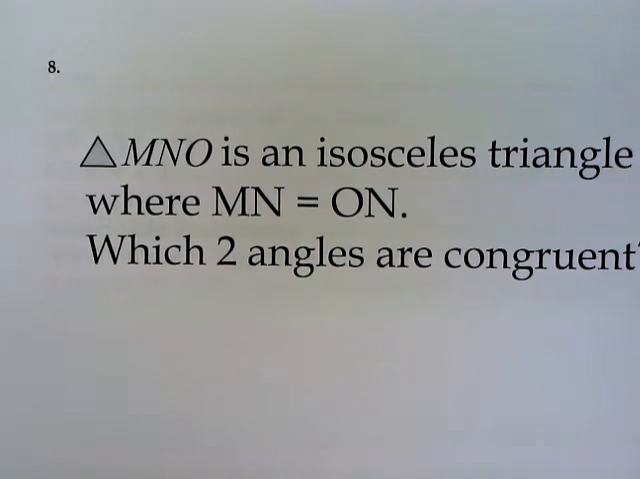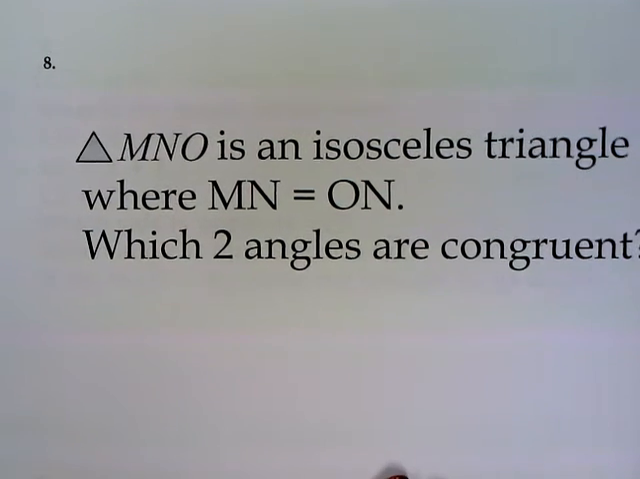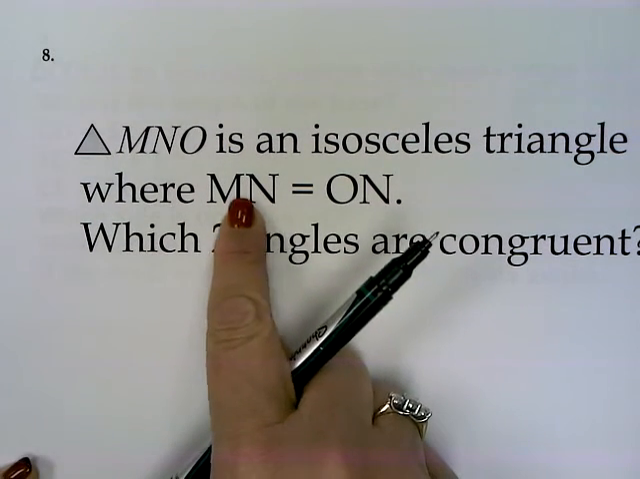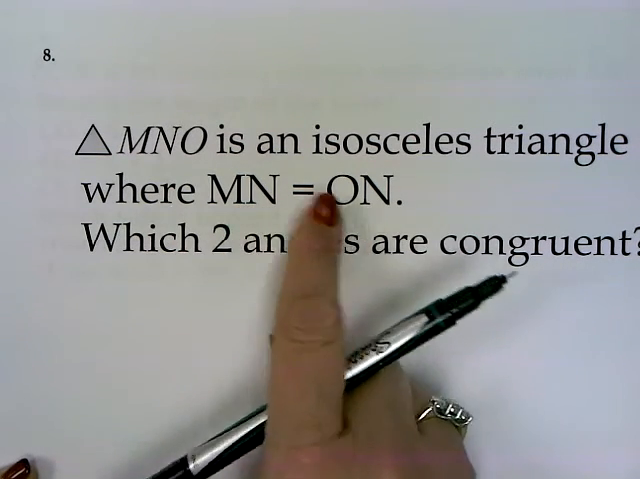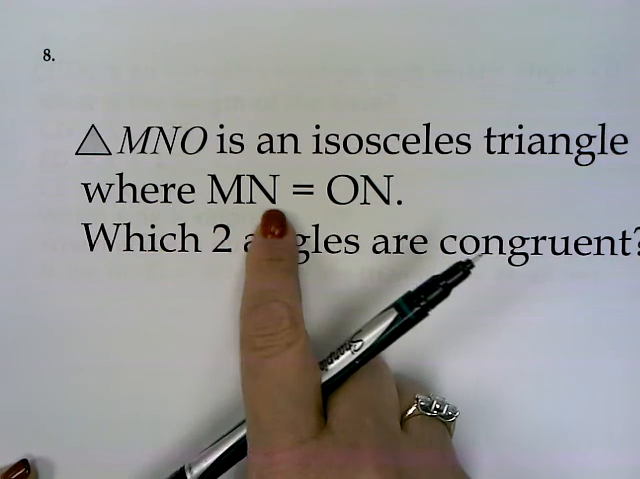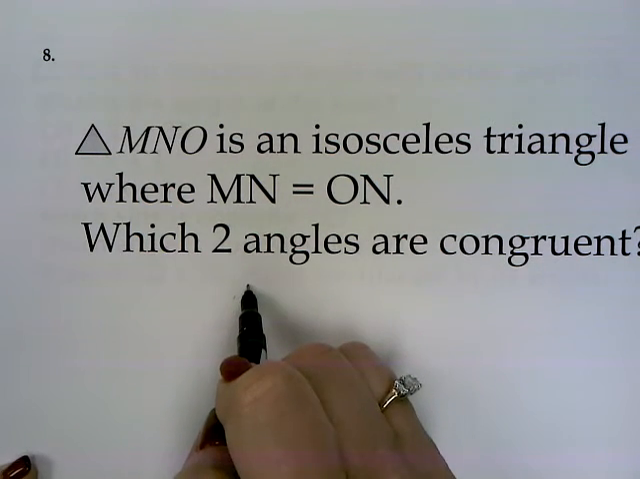All right, MNO is an isosceles triangle where MN equals ON. Which 2 angles are congruent? Okay, first of all, I need a visual, need to draw it. Second of all, when there's no segment mark over this, we're not talking about congruent sides, we're talking about their equality, their distance. So now, let's draw it and see what we got.